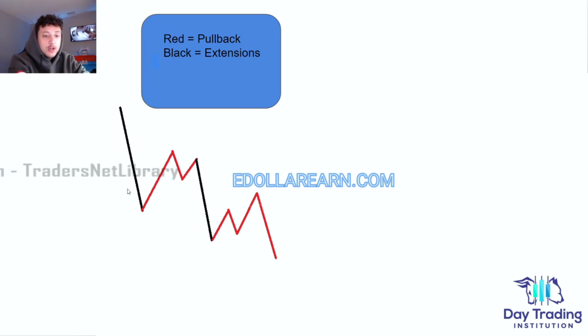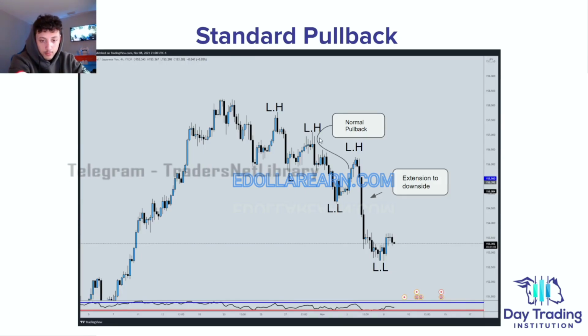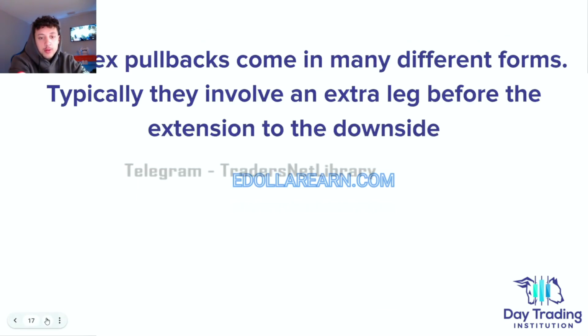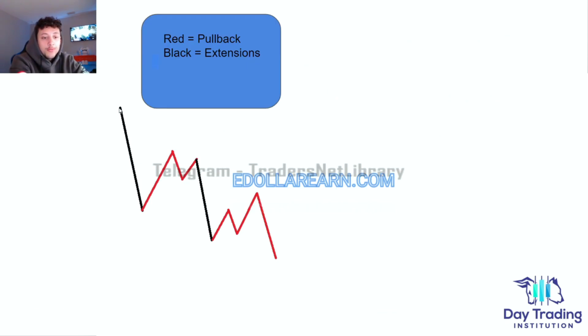In this situation here, what is in red is going to be our pullback, and again, our black is going to be our extension. So notice how we have this pullback. Now compare this to this. Notice how it's kind of just one leg down, one leg up, one leg down, compared to this chart over here. We have one leg down, one leg up, then price comes down, then back up, and then we have the real extension to the downside.